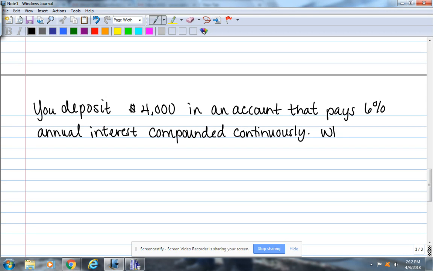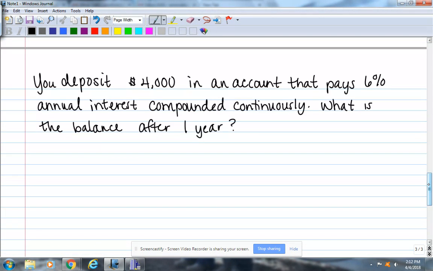What is the balance after 1 year? The balance means how much money you have in your account after 1 year. So we're going to use the formula A equals P e to the rt. So we're going to fill in what we know. We're looking for A, which is the amount. Balance means the amount in your account, right? That's your balance. That's how much you have.